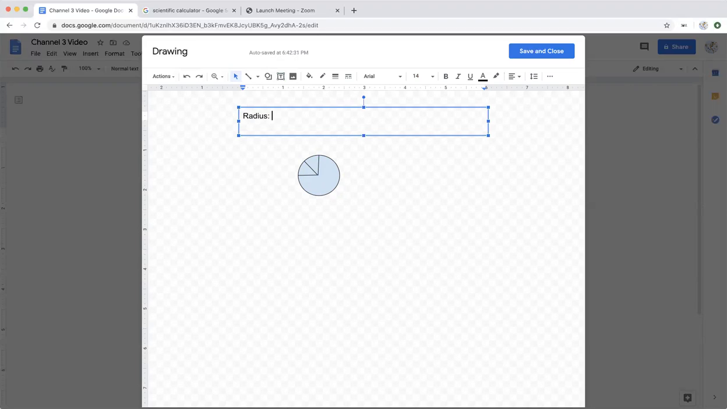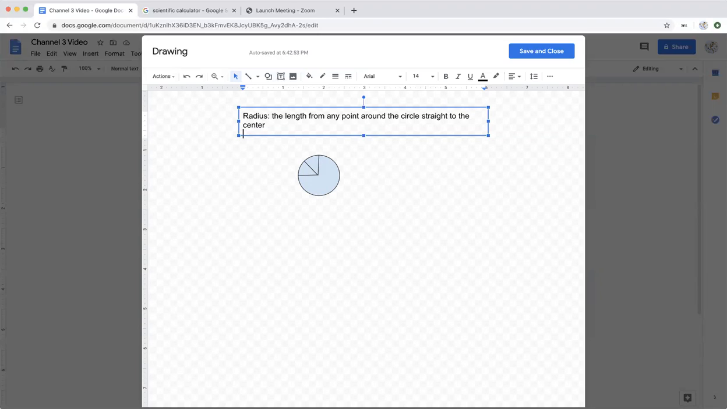Radius. So it is basically any point. Oh, not any point, sorry. The length from any point around the circle straight to the center.